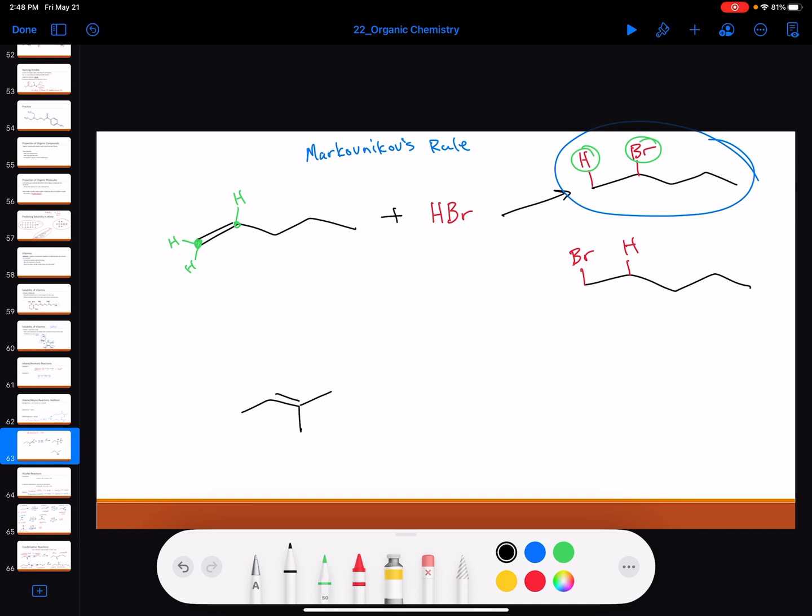Okay, what about this molecule? Let's say I was adding in HCl this time. So what would my product be? Well, what I would do is I would just go ahead and draw this in.